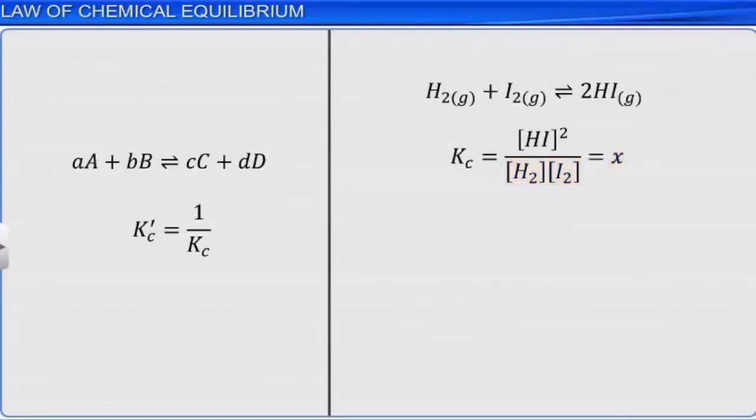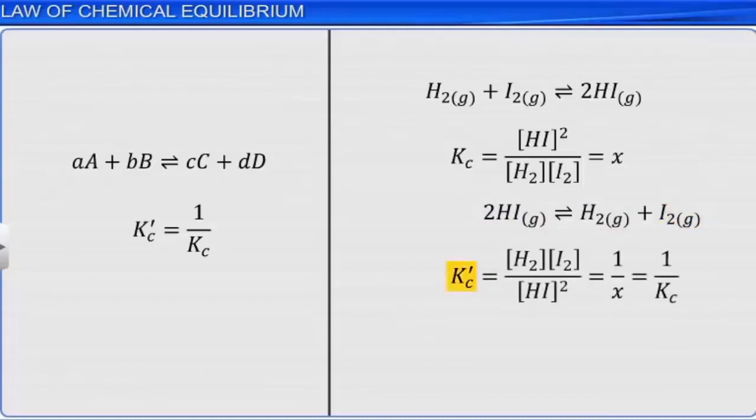Now, the equilibrium constant for the reverse reaction, hydrogen iodide disintegrating to form hydrogen and iodine, is written as K-c is equal to the product of the concentration of hydrogen and iodine divided by the concentration of hydrogen iodide raised to the power of 2. Now, this is nothing but the reciprocal of x, which is equal to 1 by Kc. Thus, the equilibrium constant for the backward reaction is the reverse of the equilibrium constant for the forward reaction Kc.